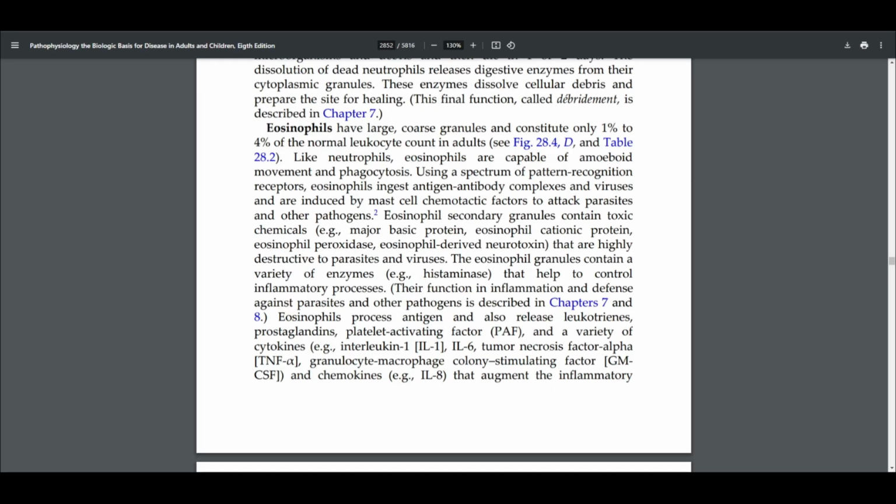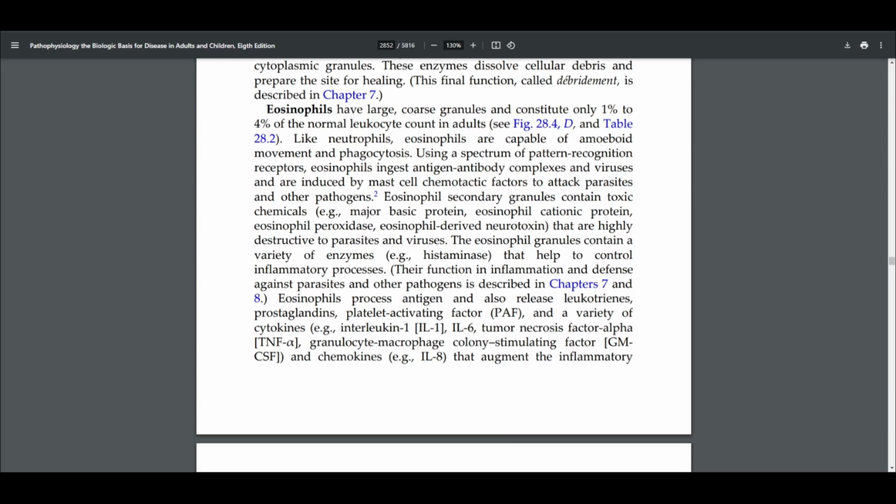Eosinophils have large coarse granules and constitute only 1% to 4% of the normal leukocyte count in adults. Like neutrophils, eosinophils are capable of amoeboid movement and phagocytosis. Using a spectrum of pattern recognition receptors, eosinophils ingest antigen-antibody complexes and viruses, and are induced by mast cell chemotactic factors to attack parasites and other pathogens. Eosinophil secondary granules contain toxic chemicals that are highly destructive to parasites and viruses. The eosinophil granules contain a variety of enzymes, such as histamines, that help to control inflammatory processes.